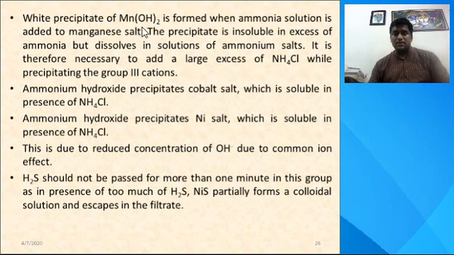Certain points here: manganese hydroxide is formed when ammonia solution is added to manganese salt. The precipitate is insoluble in excess ammonia but dissolves in solutions of ammonium salts. It is therefore necessary to add large excess of ammonium chloride while precipitating the group 3 cation. Similarly, ammonium hydroxide can precipitate cobalt and nickel salt, but they remain in solution in presence of ammonium chloride. Again, the common ion effect is playing a role here. H2S should not be passed for more than 1 minute in this group, as in presence of too much H2S, nickel sulfide partially forms a colloidal solution and escapes in the filtrate. So we will miss nickel in group 4.